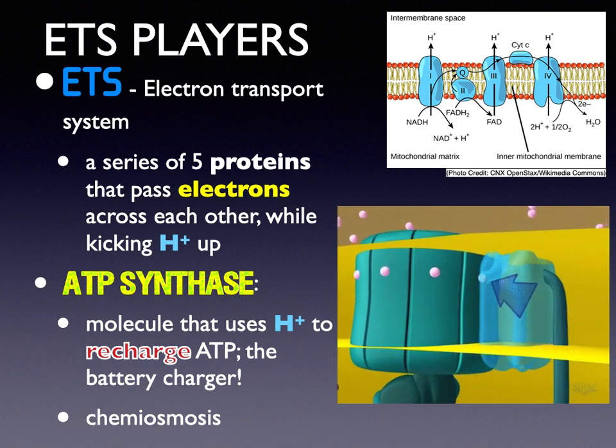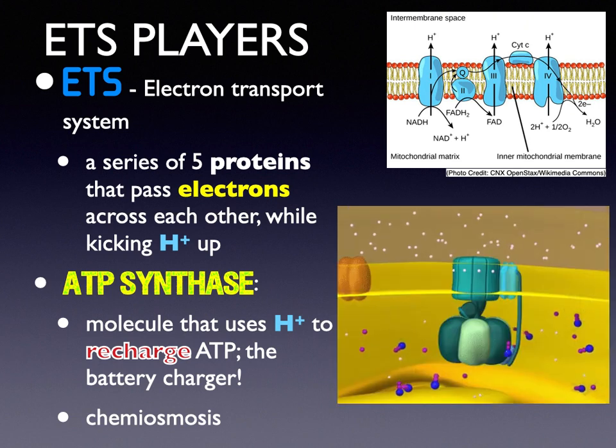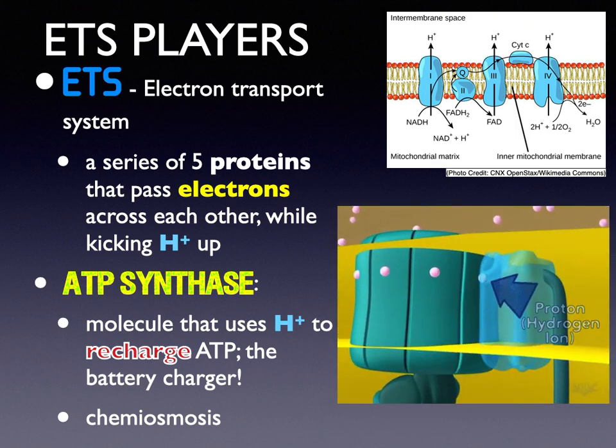The electron transport system is a series of 5 proteins going from left to right. ATP synthase is the molecule that uses the H+ to recharge ATP. It's the battery charger, and it's the big green thing on the bottom right. It's responsible for the process of chemiosmosis.